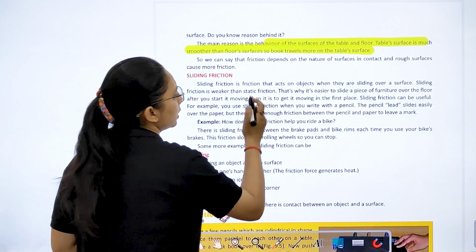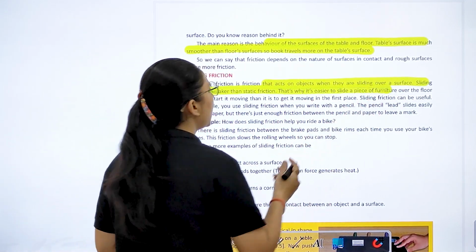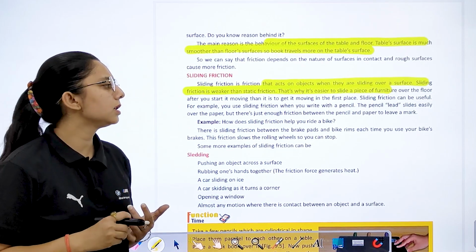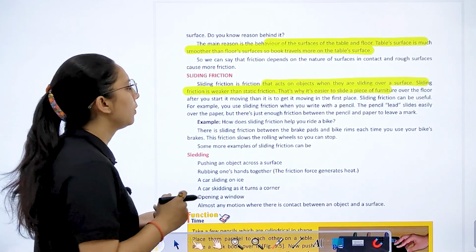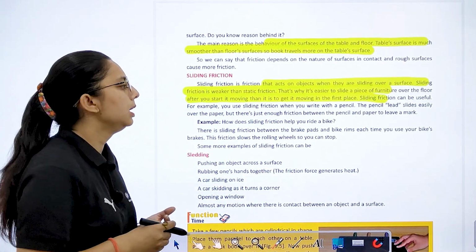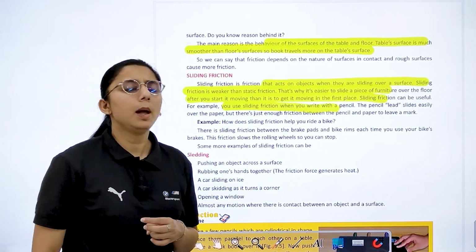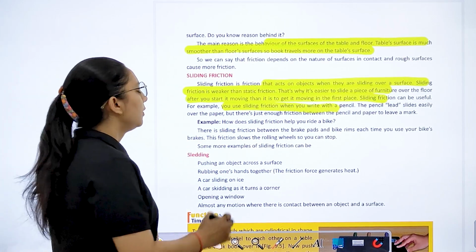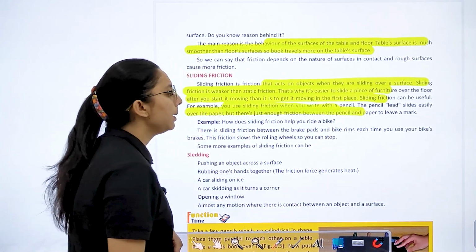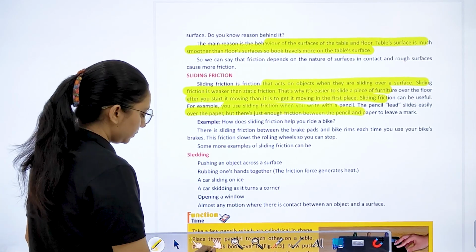Now sliding friction acts on an object when it is sliding over a substance. It is weaker than static friction. That is why it is easier to slide a piece of furniture over a floor after you start moving it than to get it moving in the first place. Sliding friction can be useful. You use sliding friction when you write with a pencil. The pencil lead moves easily; see, when we move it on paper, it moves easily.